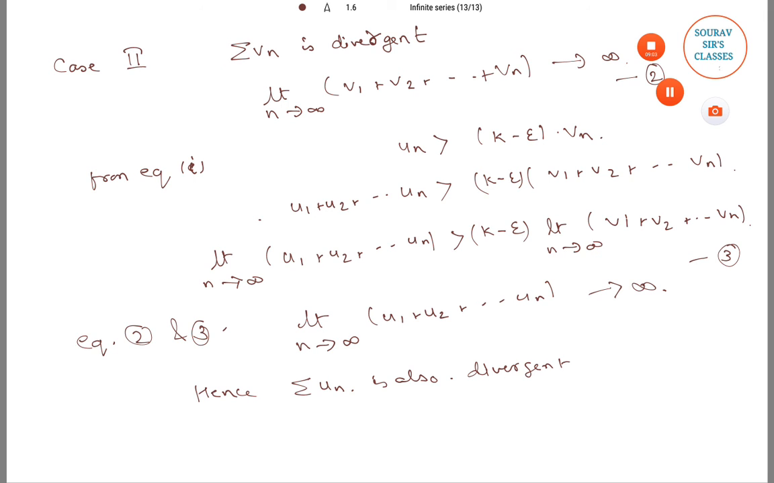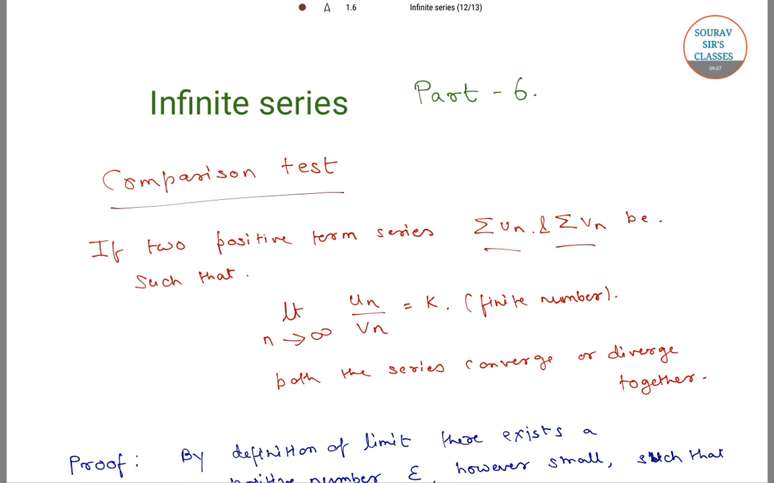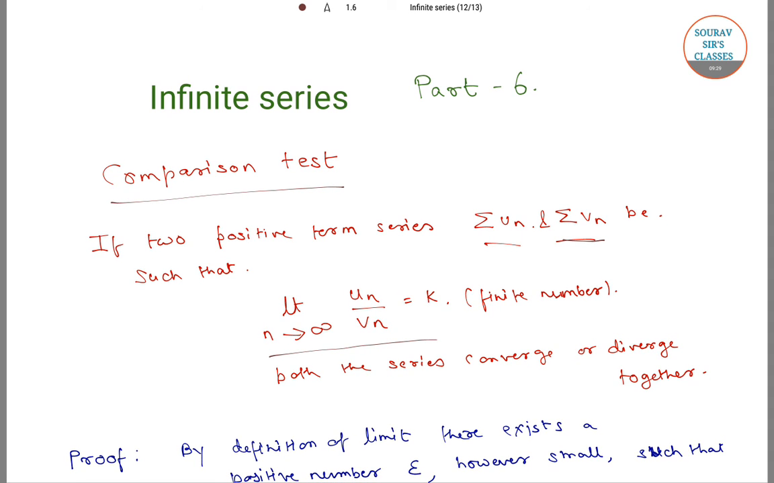For testing of convergence of a series, this comparison test is very useful. Now if we choose a series summation vn such that limit n tends to infinity un divided by vn is equal to some finite number, then the nature of both the series is the same. So if the nature of series vn is already known, then from this we can also find out the nature of series summation un.